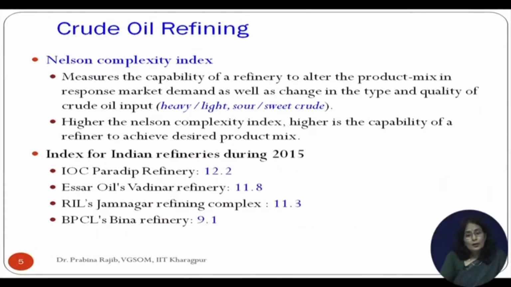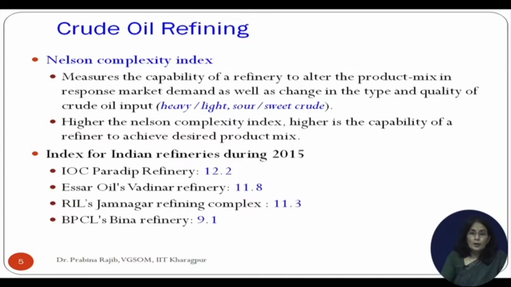Here in the refining process, one interesting concept I thought of sharing is called the Nelson Complexity Index. This index measures the capability of a refinery to alter the product mix in response to market demand, as well as change in the type and quality of crude oil input. As we go along, we will be discussing different types of crude oil produced all over the world. This crude oil can be categorized as heavy or light, and as sour or sweet crude.